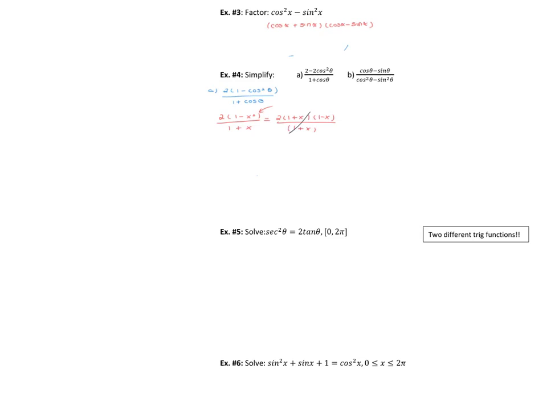Well, that means that in the same way, you can change the top one into 2 times 1 minus cosine theta times 1 plus cosine theta over 1 plus cosine theta. You can cancel out this same expression in the numerator and denominator, and you end up with 2 times 1 minus cosine theta, which is 2 minus 2 cosine theta. Either one is acceptable. Questions?